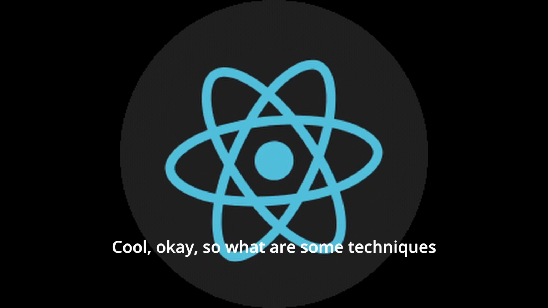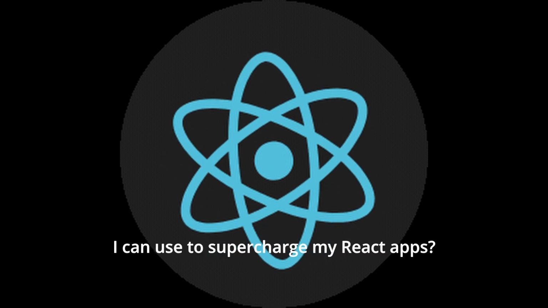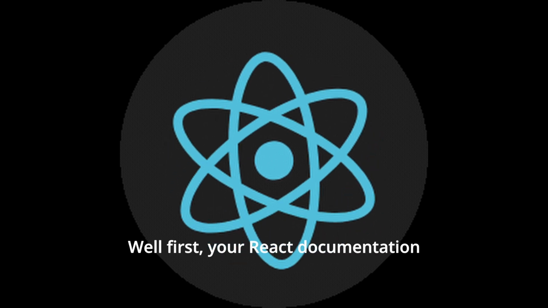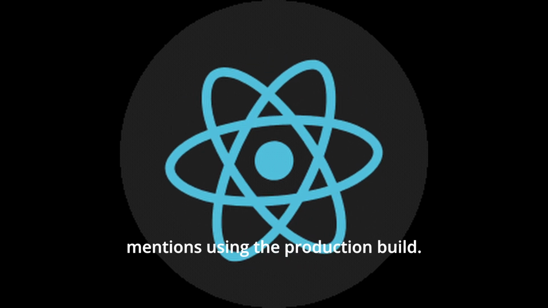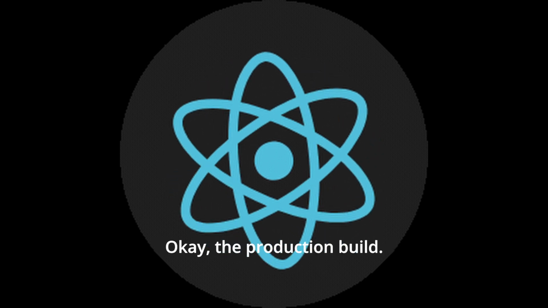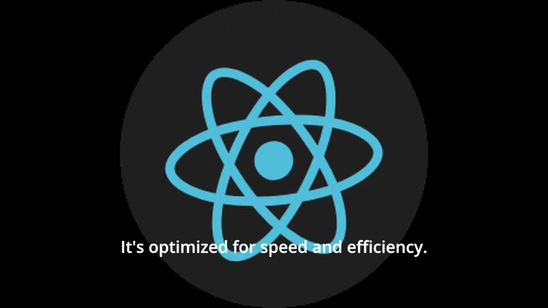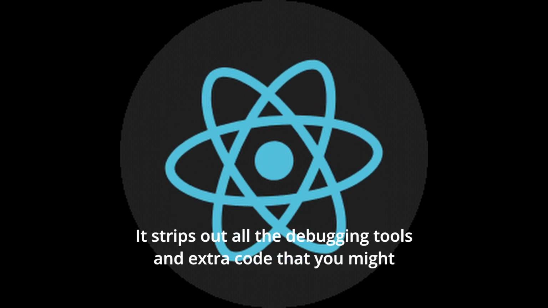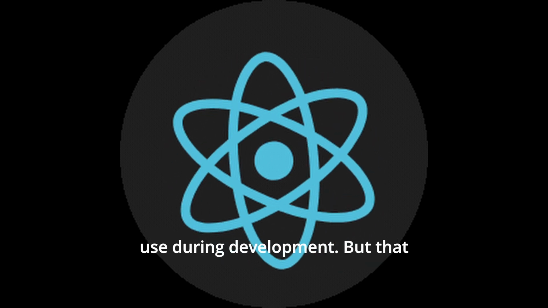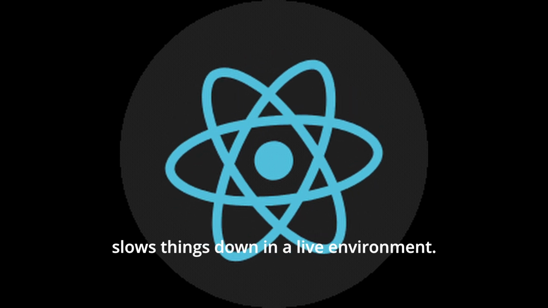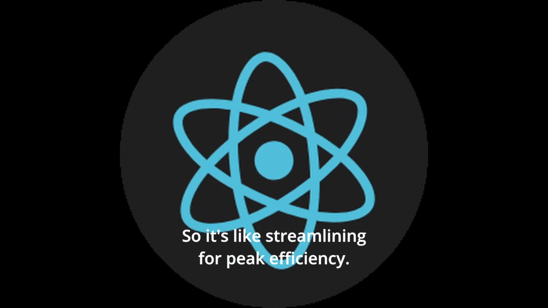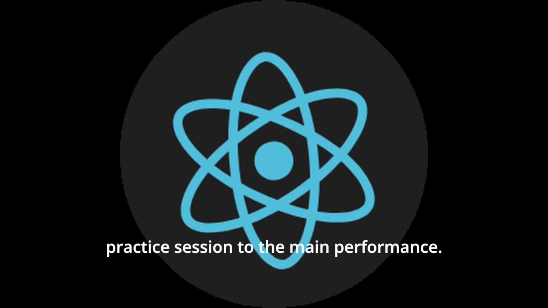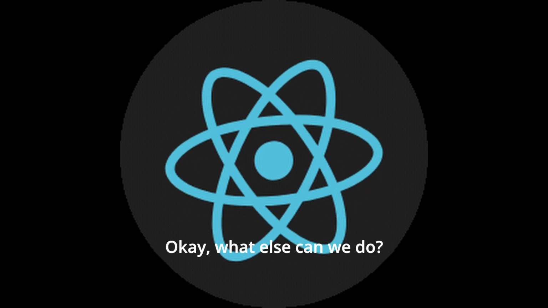So what are some techniques I can use to supercharge my React apps? Well, first, your React documentation mentions using the production build. It's optimized for speed and efficiency. It strips out all the debugging tools and extra code that you might use during development, but that slows things down in a live environment. So it's like streamlining for peak efficiency. Exactly. It's like switching from a practice session to the main performance. What else can I do?